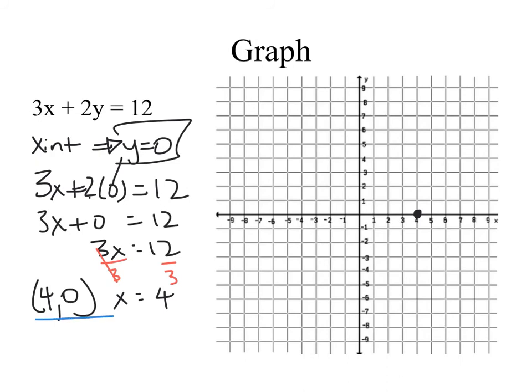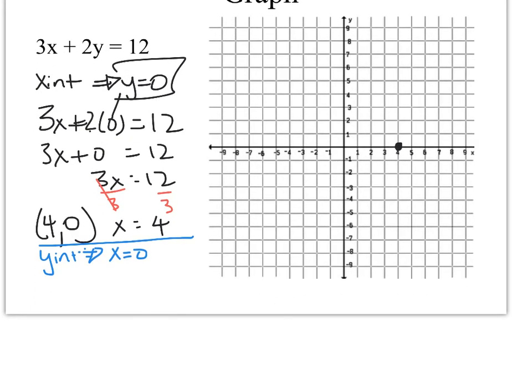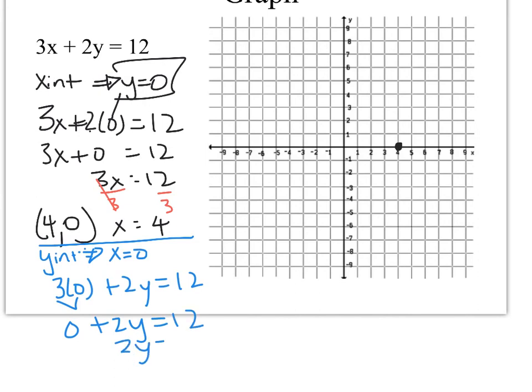And we find the y-intercept by plugging in a 0 for the x. So whatever intercept I'm looking for, I'm going to plug in a 0 for the other variable. So I am going to go 3 times 0 plus 2y equals 12. So 3 times 0 is a 0 plus 2y. So 2y is equal to 12. So dividing both sides by that 2 to get the y by itself.